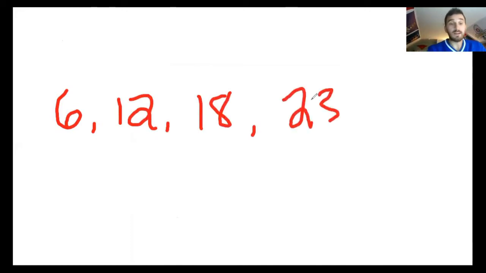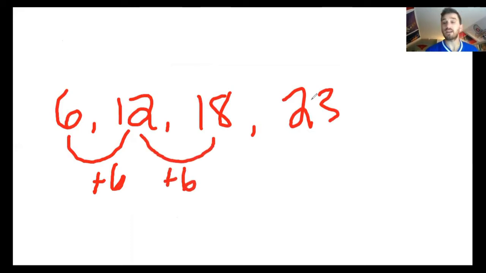What people probably did is, well, 6 plus 6 gives me 12. Let me choose A. Lazy. Now, some people might have done that and said, well, let me do 12 plus 6. That gives me 18. Okay, it worked twice. That's my answer. Lazy. You better check your pattern all the way, because if you do 18 plus 6, you're not going to get 23. You're going to get 24.